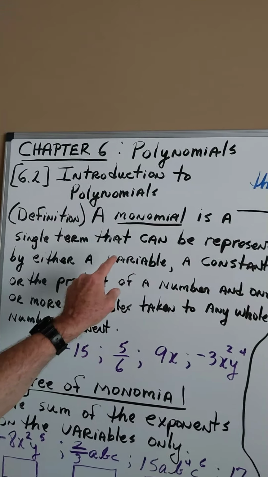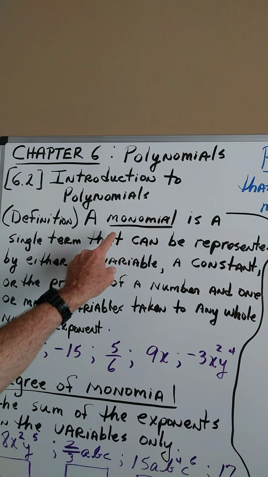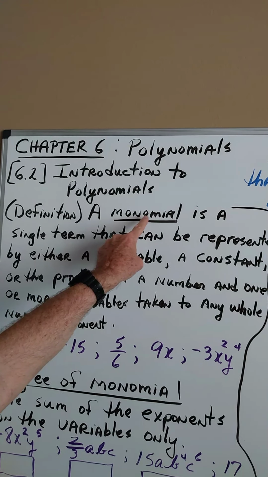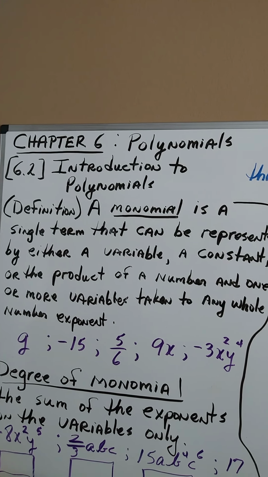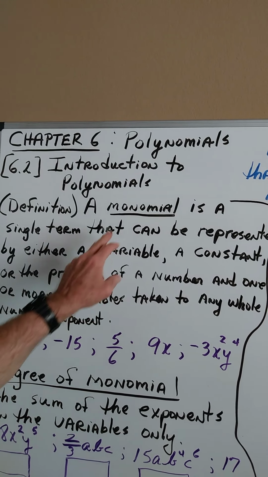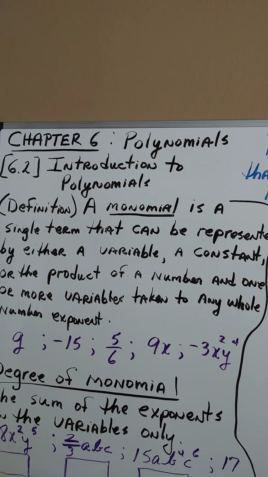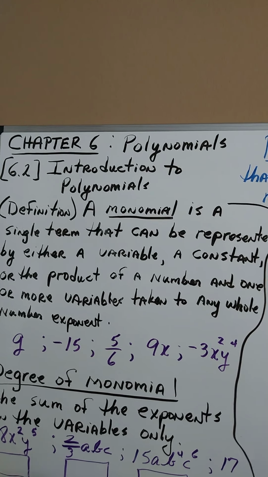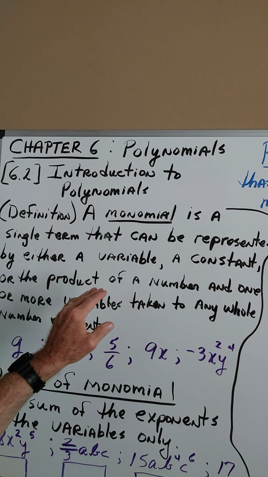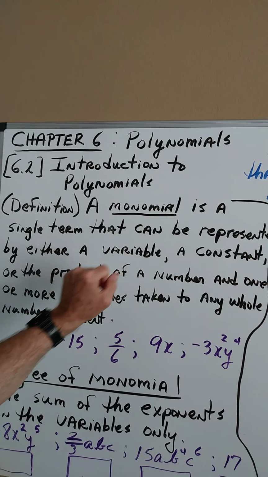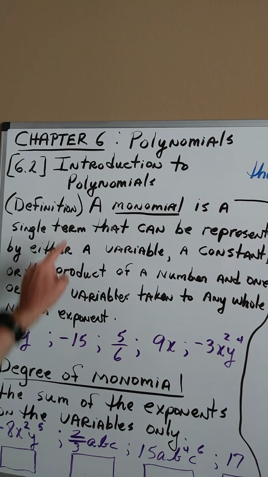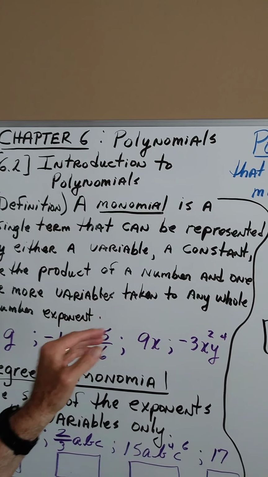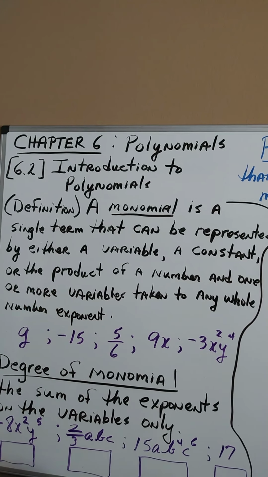Now, I would venture to say that most people in this audience would have an understanding of the prefix mono, which is a major part of monomial. Mono means one. Like at Disneyland, we have the monorail. That train is on one rail. A monomial is a single term. It's one term that can be represented in one of three ways.